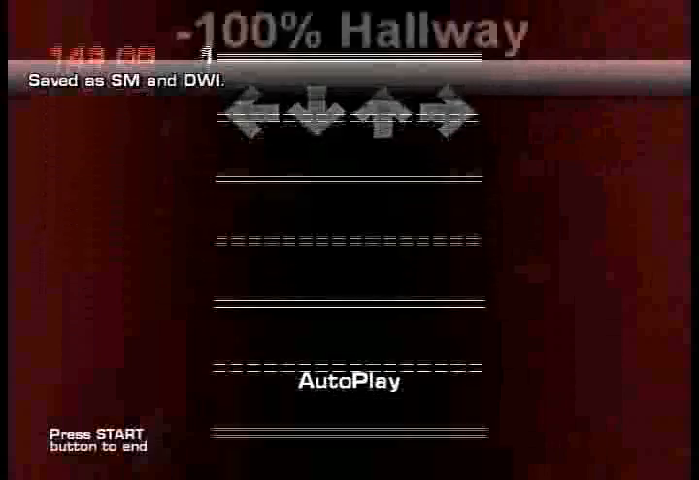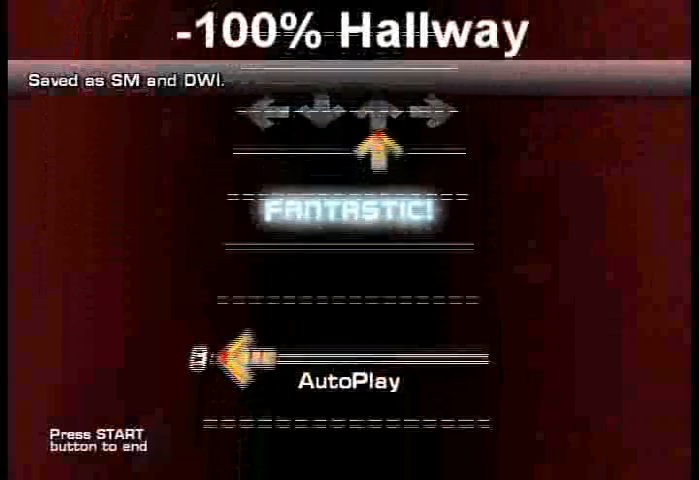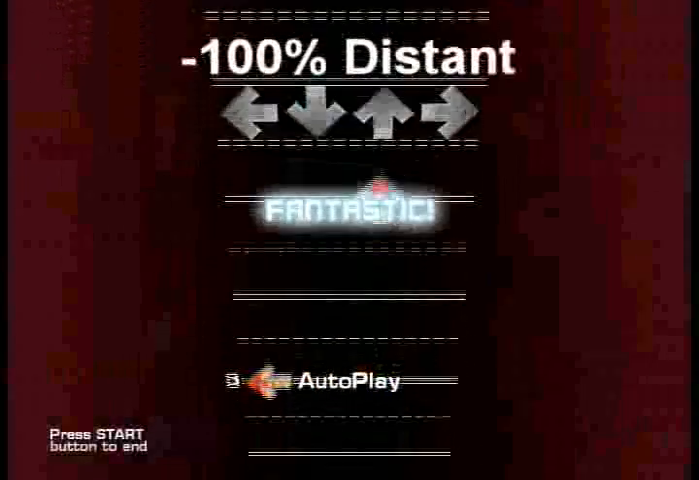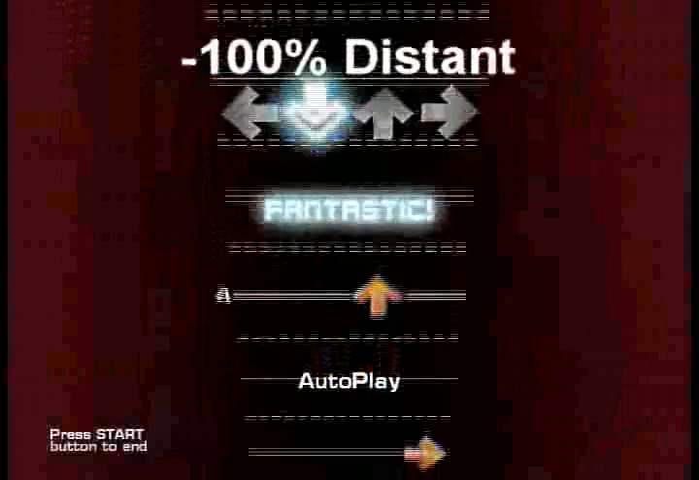There isn't much to go over with perspective mods. Hallway acts like distant when used with negative percentages, and vice versa. Incoming acts like space with negative percentages, but the tilt of the playfield is angled in the opposite direction.